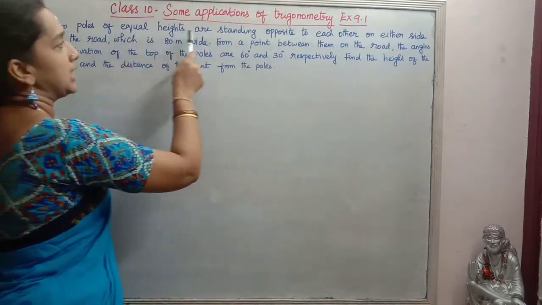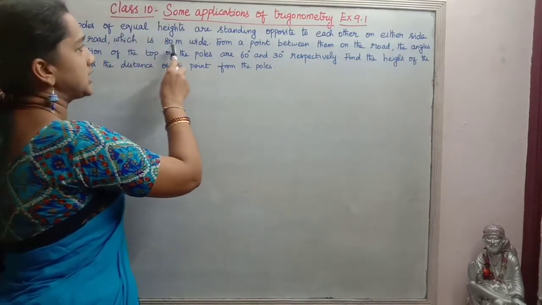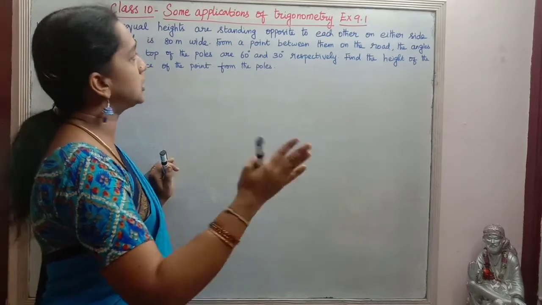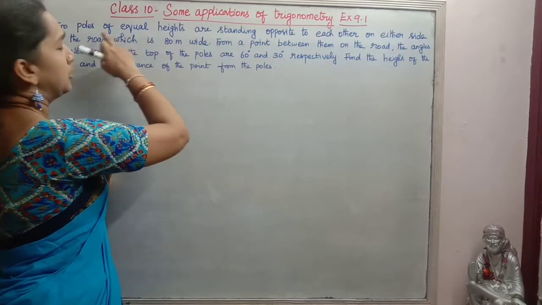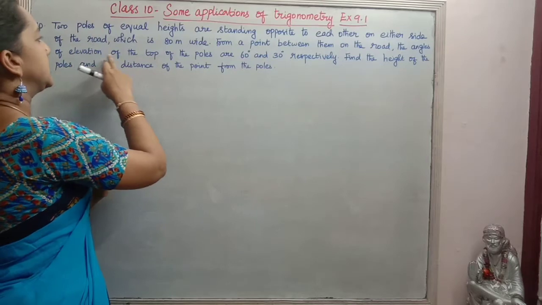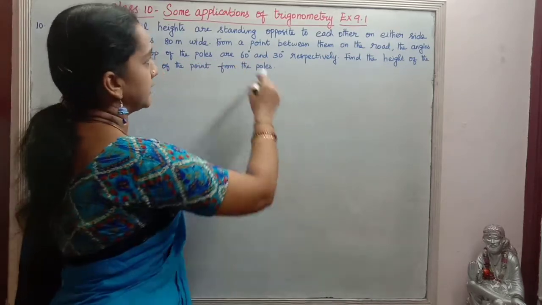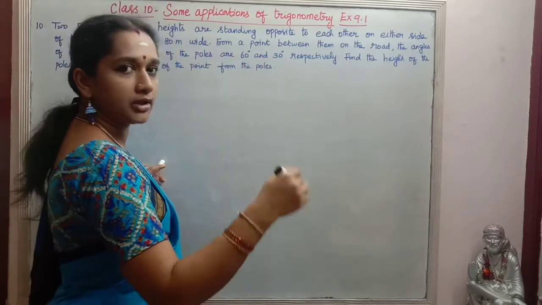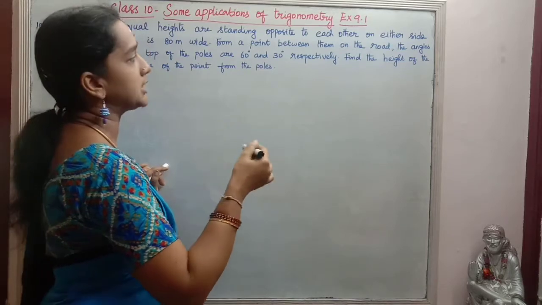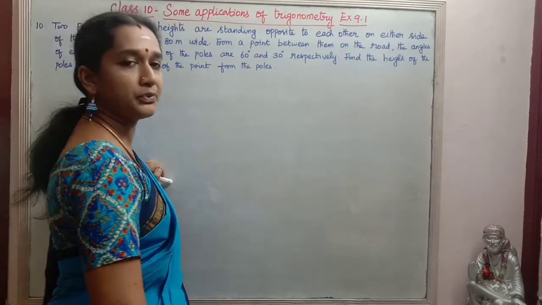Two poles of equal heights are standing opposite to each other on either side of the road, which is 80 meter wide. So the width of the road is given as 80 meter, and on both the sides two poles are there. From a point between them on the road, the angles of elevation of the top of the poles are 60 degree and 30 degree. So on the road, the angles of elevation are given as one is 30 degree, the other one is 60 degree respectively. Find the height of the poles and the distance of the point from the poles.